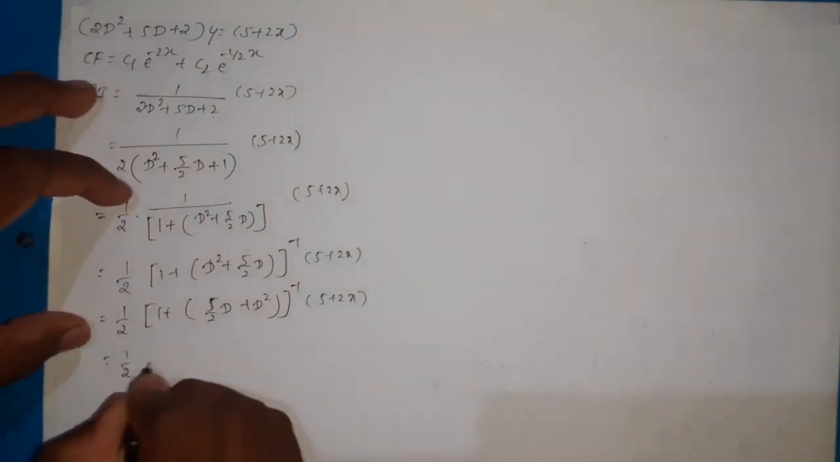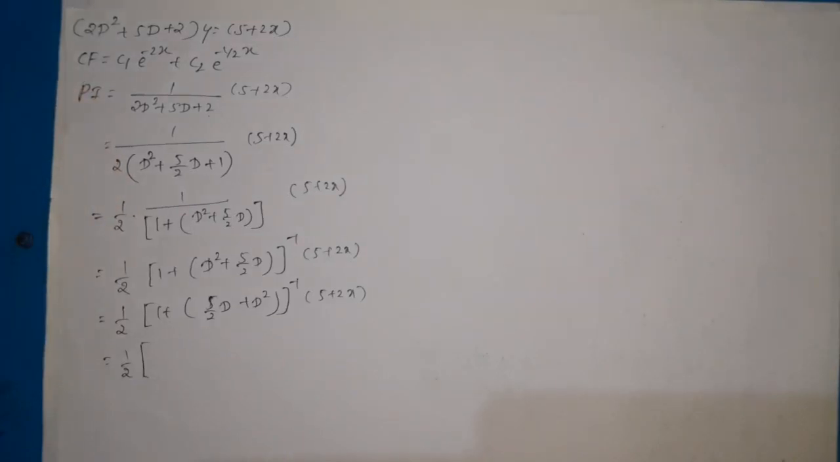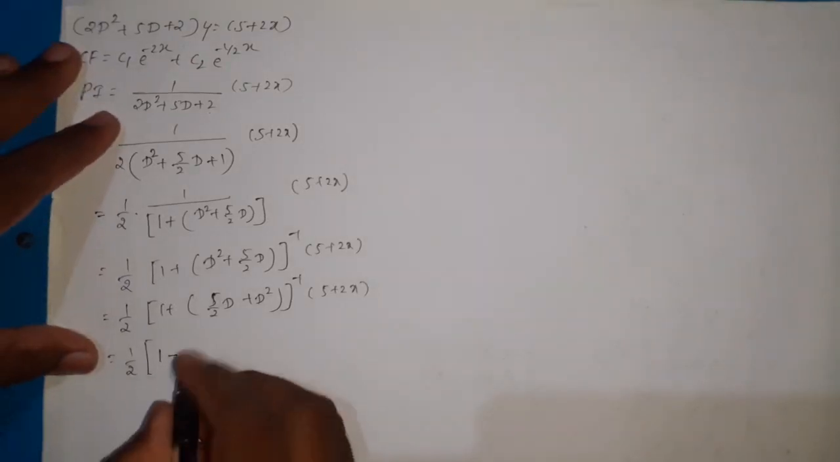Then 1 divided by 2, here the expansion of this one, 1 plus x whole power minus 1, is of the form 1 minus x plus x square minus x cube and so on. So here the power of x is 1, then we can consider maximum the first order derivative because its second order derivative is 0. So therefore consider only the first order derivative of this function.